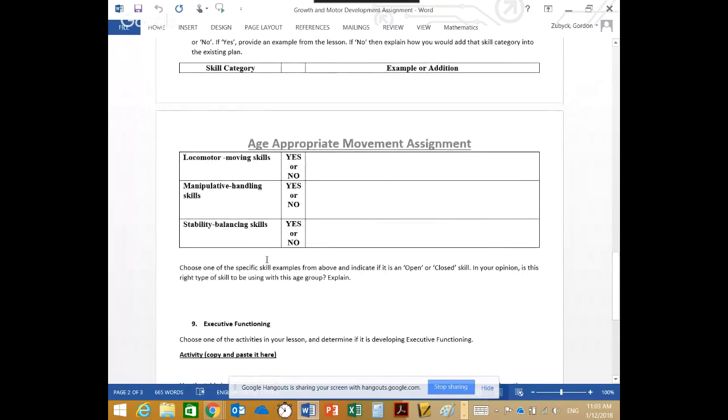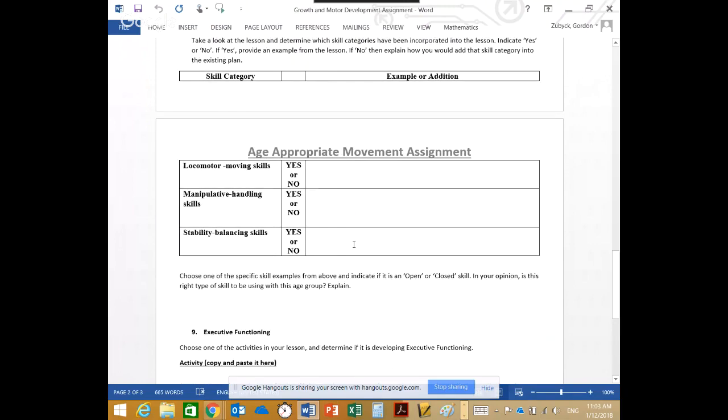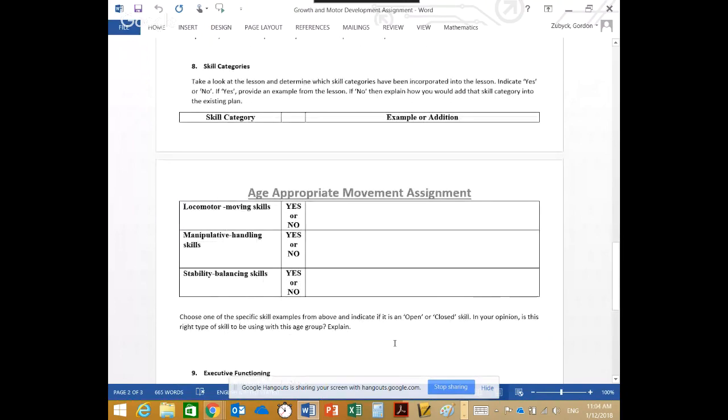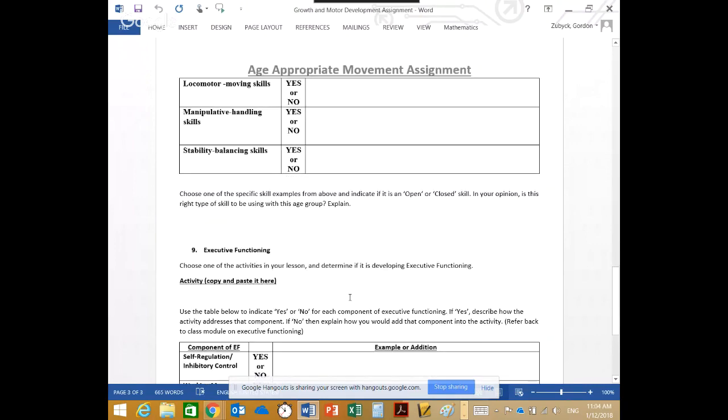For one of the specific skill examples above, indicate if it's an open or closed skill. And in your opinion, is this the right type of skill to be using with this age group? And then explain that. So again, our open and closed skills, we know how they tie back to the idea of the cognitive, associative, autonomous. So when we're just learning something, you want it closed. As we become more competent, it becomes automatic. You move to an open skill situation. So in this case, you would address one of the things that occurred in the lesson and discuss that.